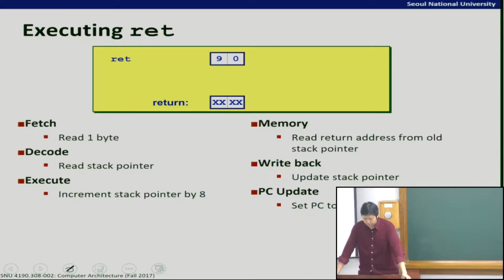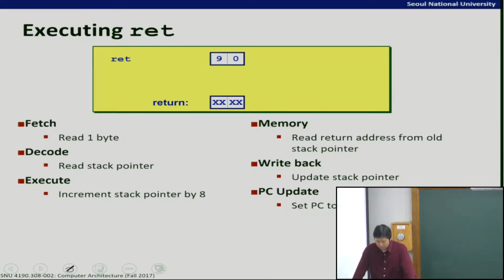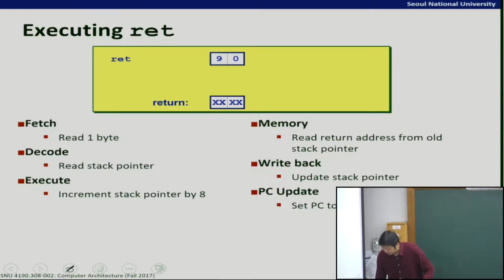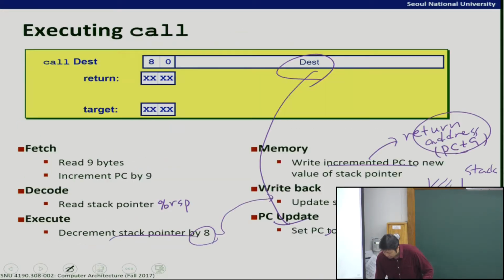Finally, the return instruction. So return is kind of the opposite to call. Let's say you return from the function, and it takes only a single byte, right? So we fetch just 1 byte, and in decode stage we read the stack pointer. In execute stage, we increment the stack pointer by 8 because that will be the new stack pointer. And in memory stage, we read the return address from the old stack pointer before we increment the value by 8.